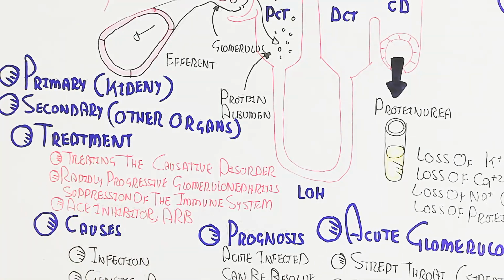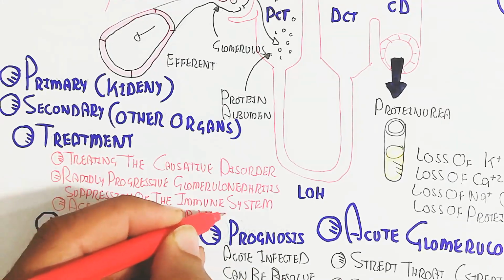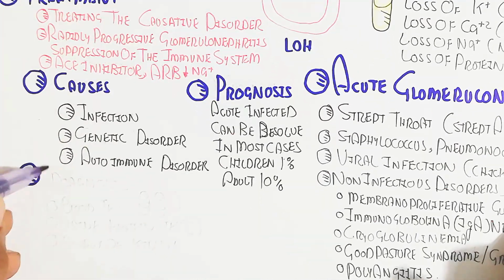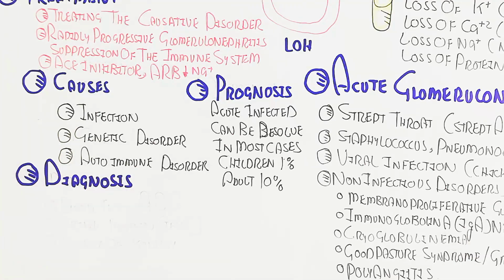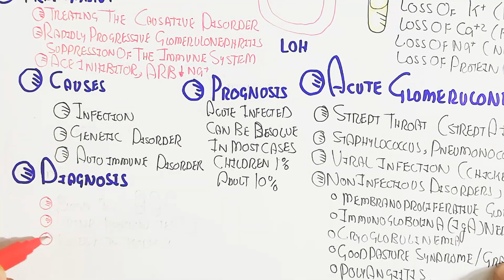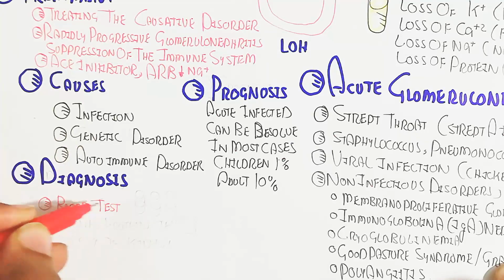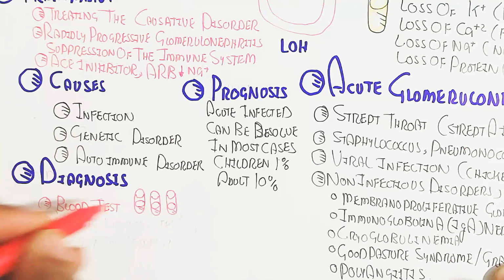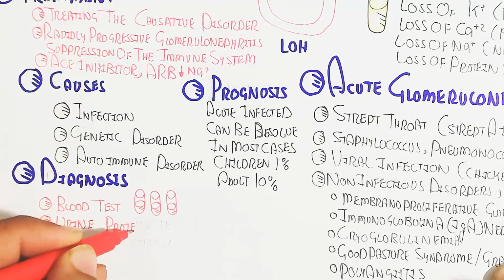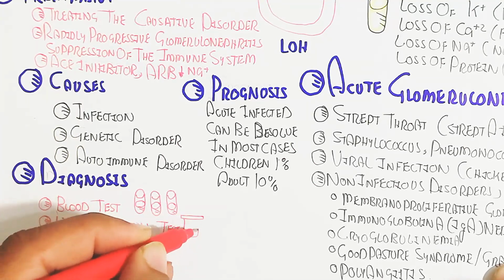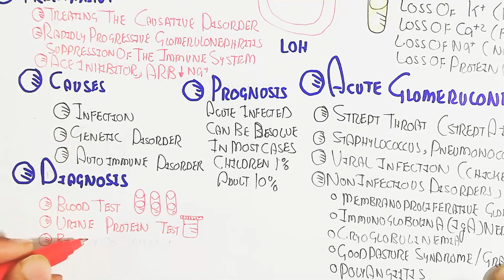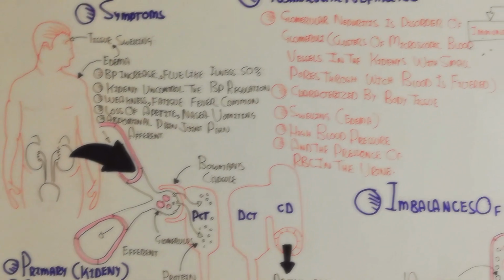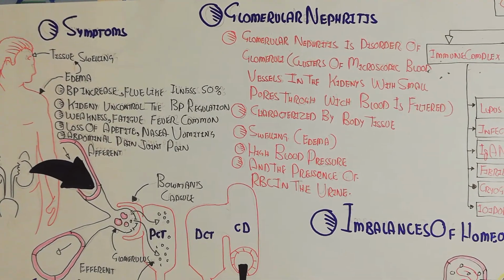For diagnosis, the first is the blood test, then the urine protein test and biopsy of the kidney. These are three diagnostic tests for glomerular nephritis identification. If the test is positive, it means glomerular nephritis is present, while if negative, we can look for another complication if glomerular nephritis does not occur.